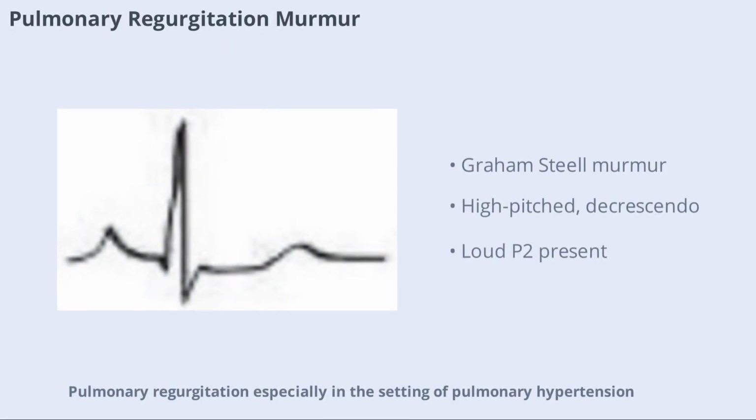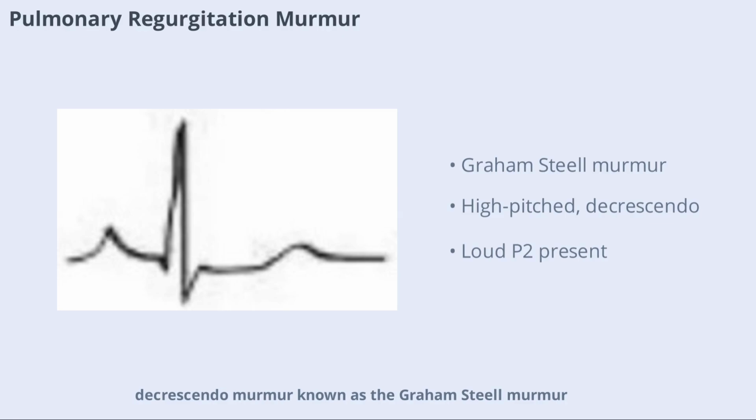Pulmonary regurgitation, especially in the setting of pulmonary hypertension, produces a high-pitched, blowing decrescendo murmur known as the Graham-Steell murmur. It is best heard at the left upper sternal border and is associated with a loud P2. The murmur's features help distinguish it from aortic regurgitation.